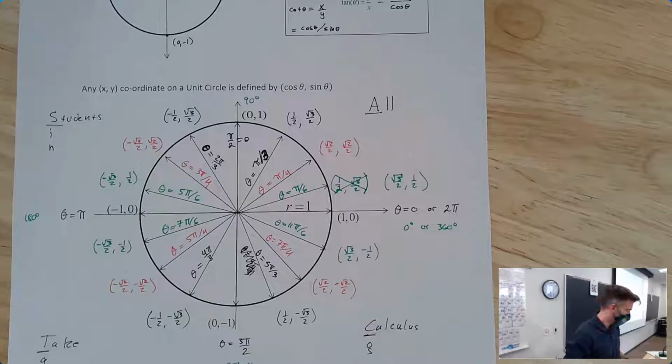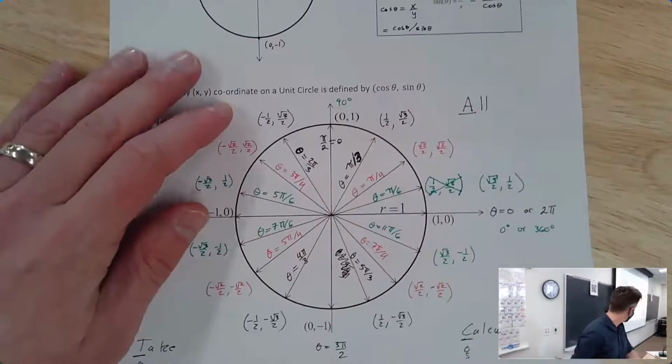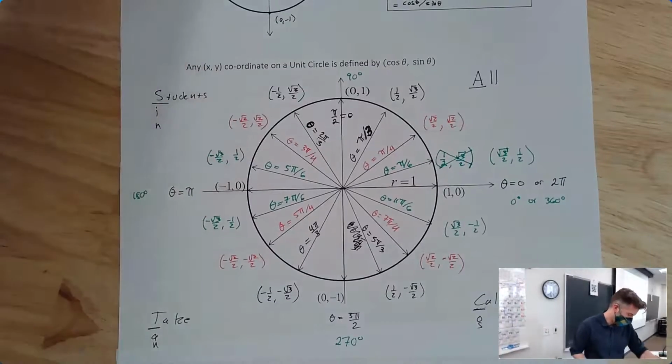So let's talk about evaluating some of these trig functions using the unit circle. Of course, we're going to start off with something kind of wonky. Sine of 3 pi.